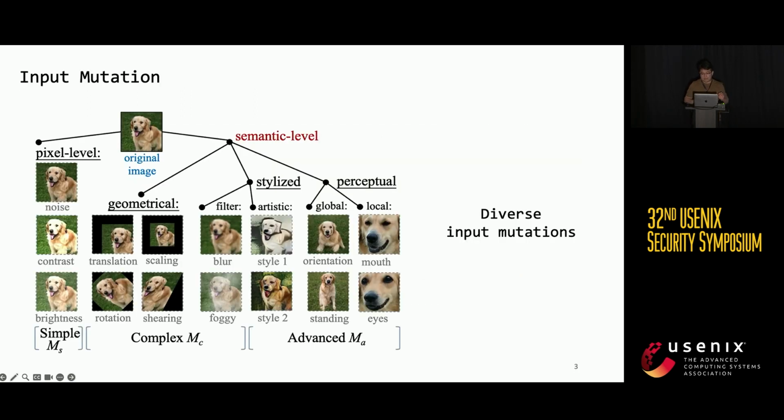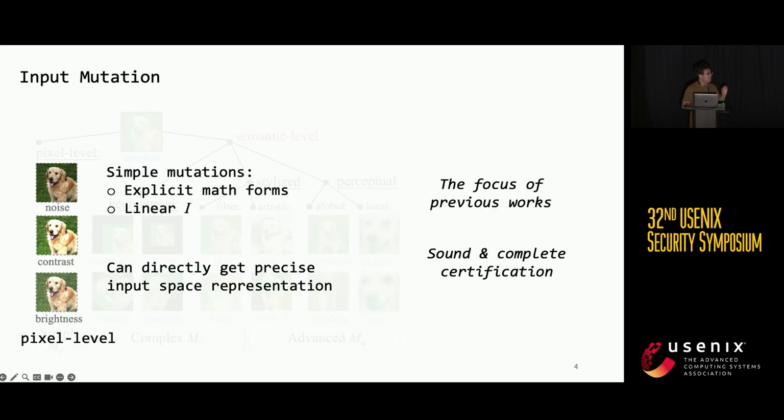There are many diverse input mutations in reality. Simple pixel-level mutations have explicit math forms and the resulting input space is linear. That is, we can directly get a precise input space representation for these mutations. Such simple mutations are also the main focus of most previous works, and currently, sound and complete certification can only be performed for these mutations.